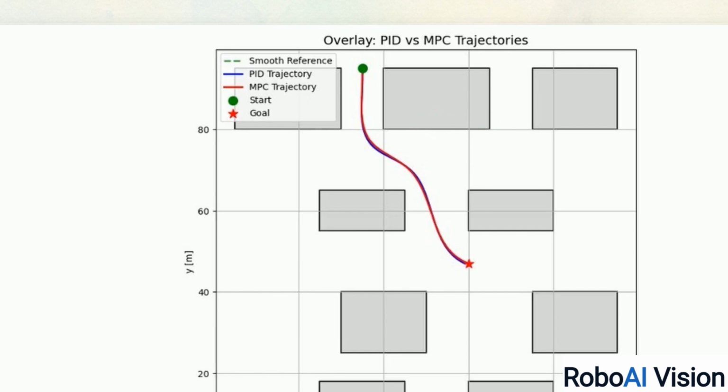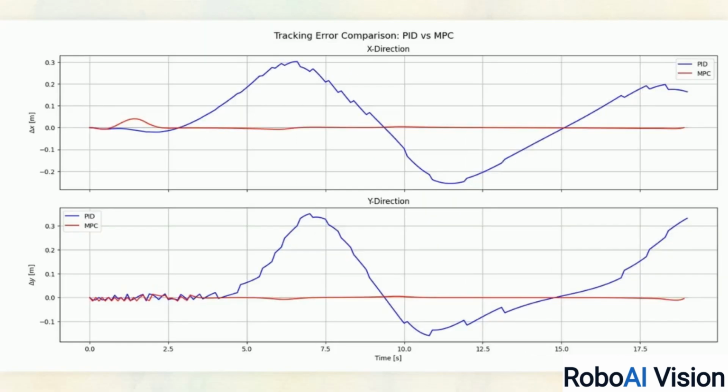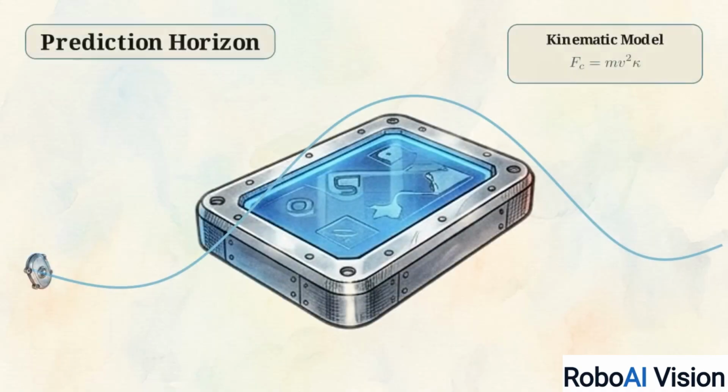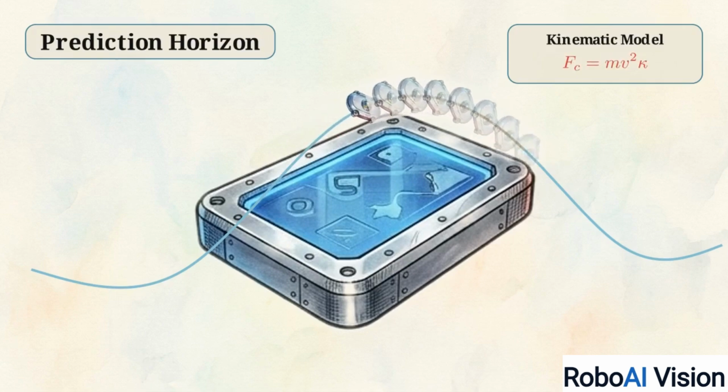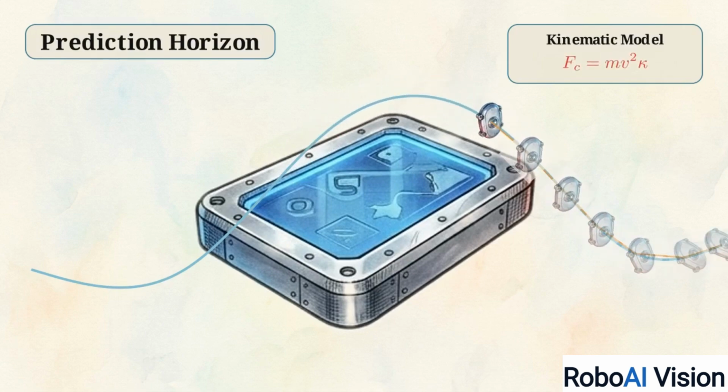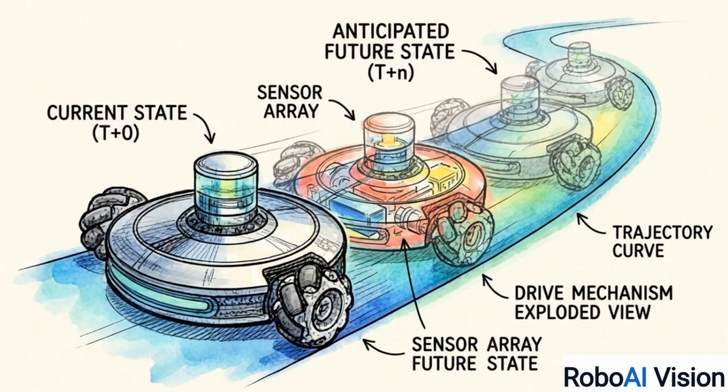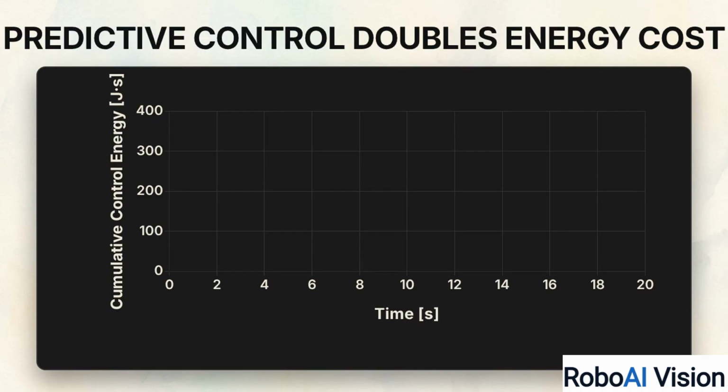Looking at the tracking error over time confirms the visual data. The red MPC error stays tightly bound around the zero line, while the reactive PID drifts by up to 2 full meters in the x direction. The MPC achieves this precision through its prediction horizon. It continuously calculates the robot's future states, anticipating upcoming curves and adjusting its acceleration proactively, rather than reacting only after an error occurs. But this predictive capability carries a penalty.